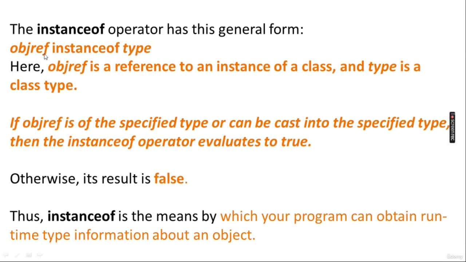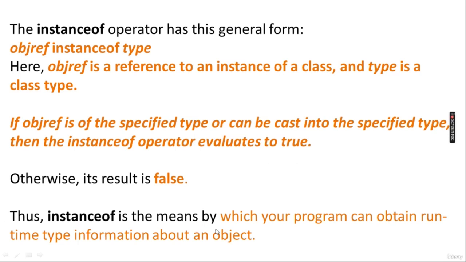The instanceof operator syntax is: object reference instanceof type. Here object reference is a reference to an instance of the class and type is a class type. If object reference is of the specified type or can be cast to the specified type, then the instanceof operator evaluates to true. If the casting is always legal, then the object is of the specified type. This object reference is of a particular type or class, or it can be cast to that particular class type. Then instanceof will always give you true, otherwise it will return false.